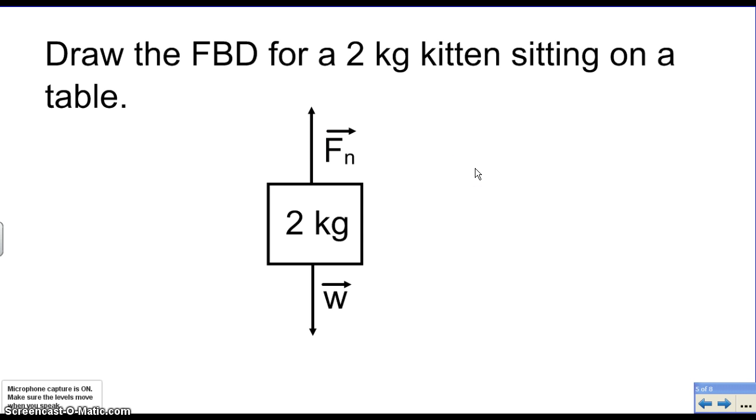And this is a very simple free body diagram. We're going to do a million of them in class, but we're going to start simple. So there was my example. That is the end of the notes for now.